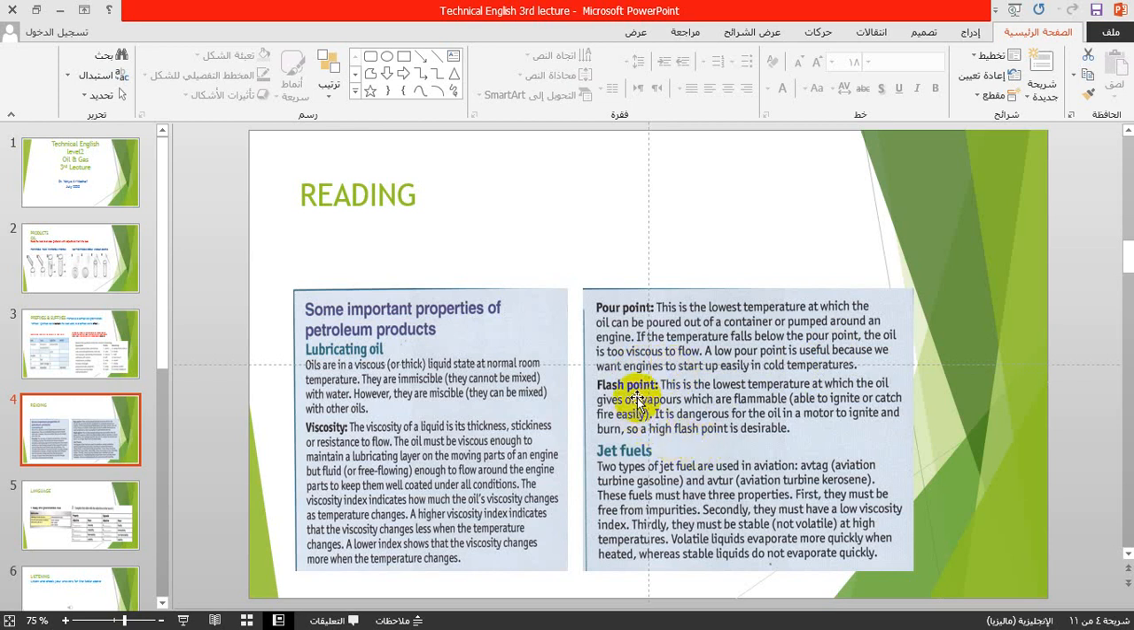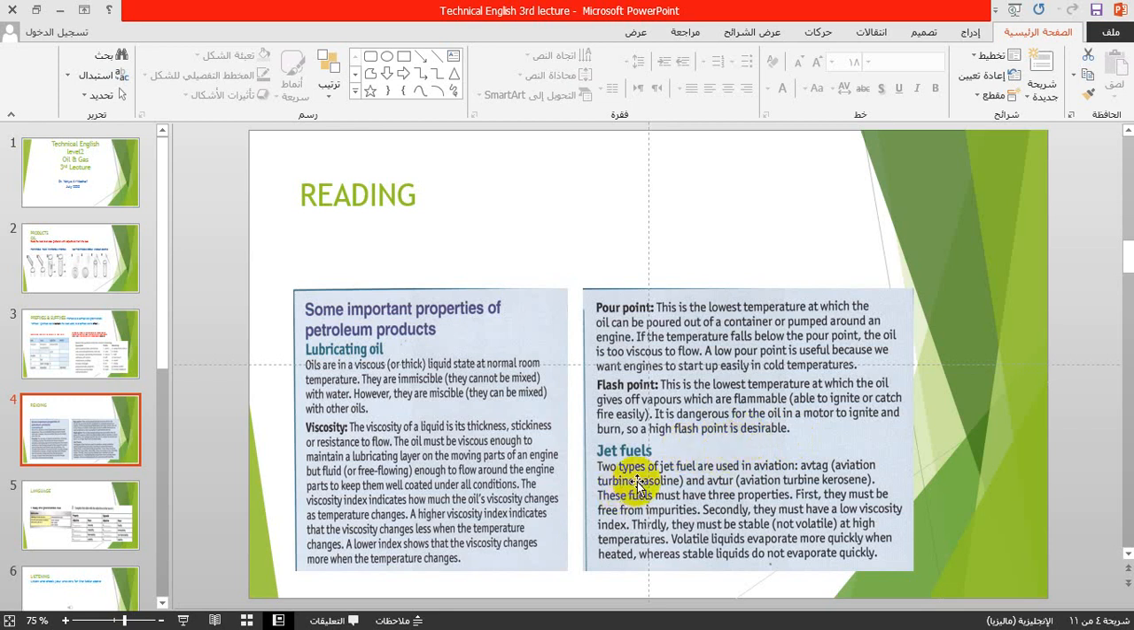Flash point. This is the lowest temperature at which the oil gives off vapors which are flammable, able to ignite or catch fire easily. So flash point. It's dangerous for the oil in a motor to ignite and burn. So a high flash point is desirable.